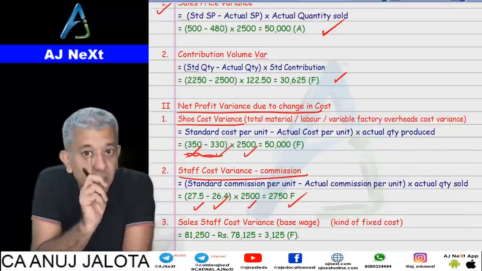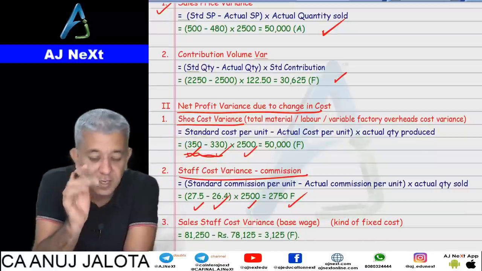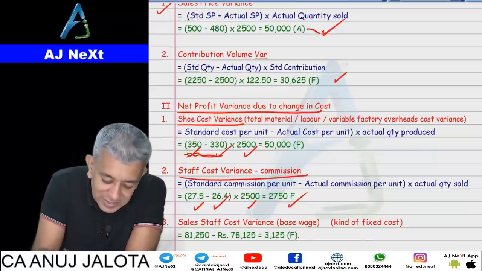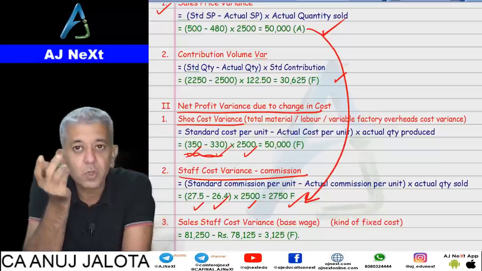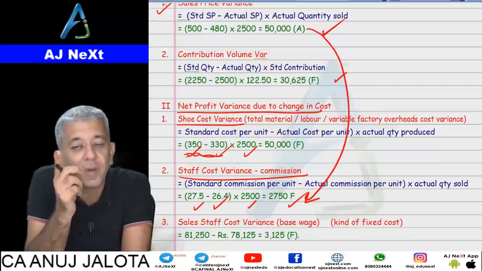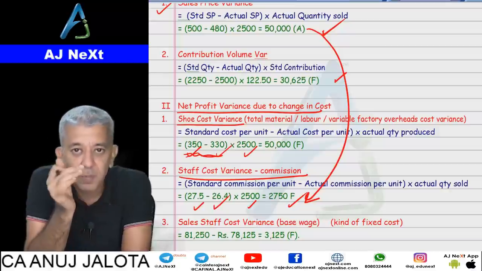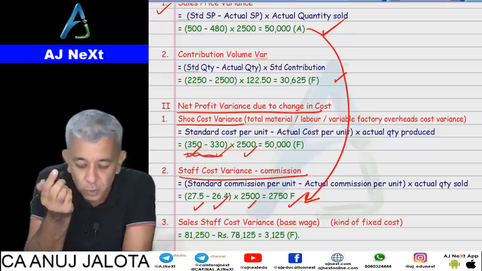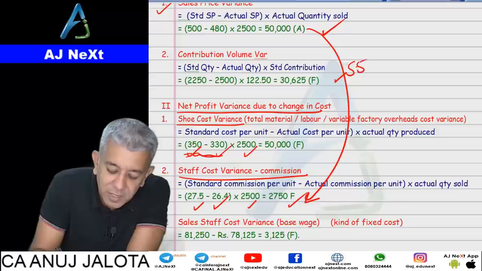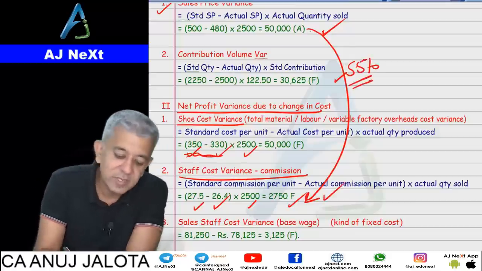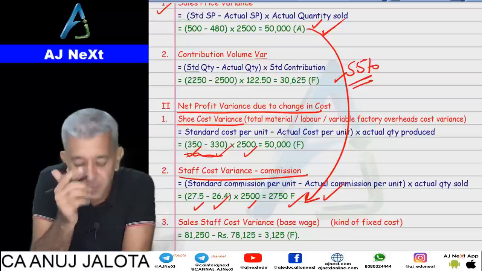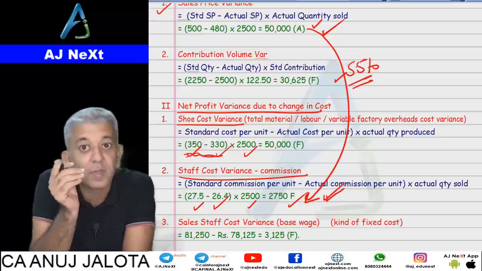Now, one other thing I can tell you if you think of it. If your sales has fallen by 50,000, your commission will also fall by 5.5% of that, because commission is based upon selling price. So you all can take your calculator, 50,000 into 5.5%, it will come to this. Obviously, this is adverse because sales is less, but this will be favorable because commission is also less.